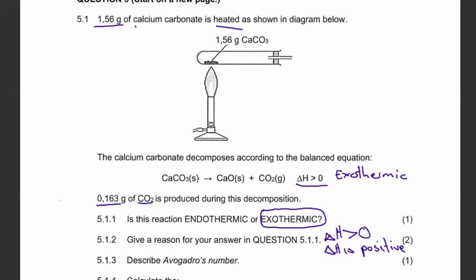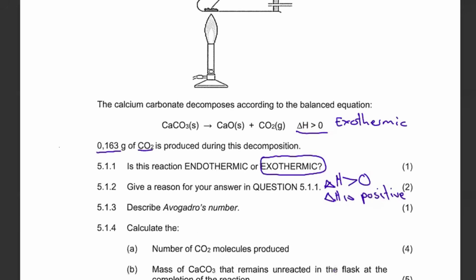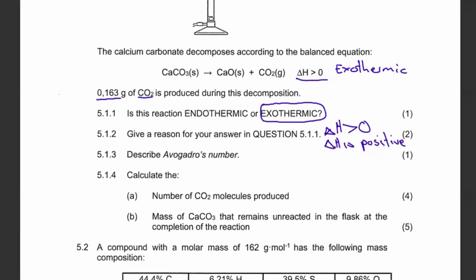Then we move on to question 5.1.3. Describe Avogadro number. Avogadro number refers to the number of particles in one mole. So we are done with the definition there.